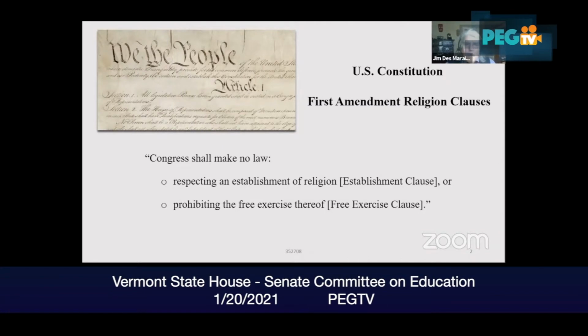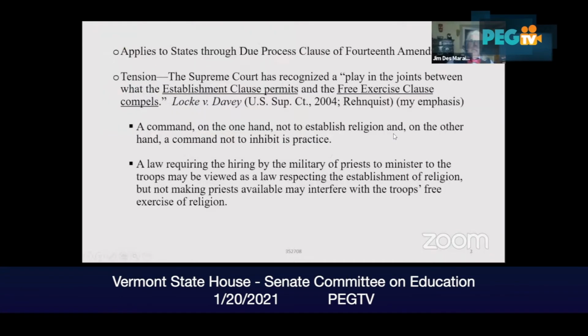The second clause is Congress shall make no law prohibiting the free exercise thereof. That one, of course, goes to the idea that we can't interfere as a government with the exercise of religion by individuals. Those are the two clauses we're going to talk about today. These clauses apply to the states, not just the federal government, through the Due Process Clause of the 14th Amendment. So Vermont is bound by these clauses.